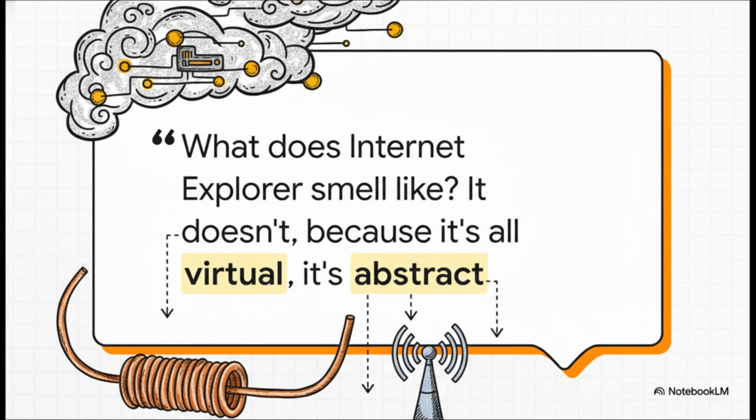Seriously, think about it. What does Google Chrome feel like? You can't touch it, you can't smell it. It's totally abstract. The entire job of these bottom layers is to translate that virtual, abstract world of software into the physical world of things you can actually touch, like a copper wire or a Wi-Fi antenna.